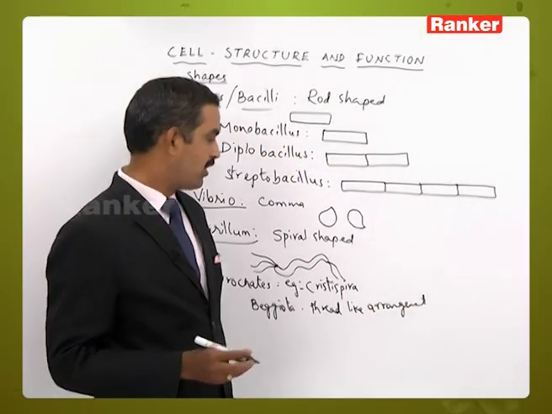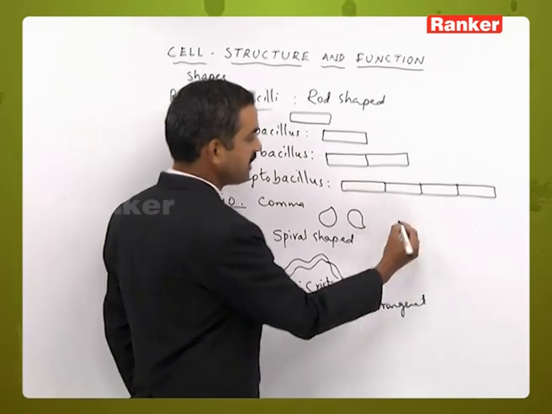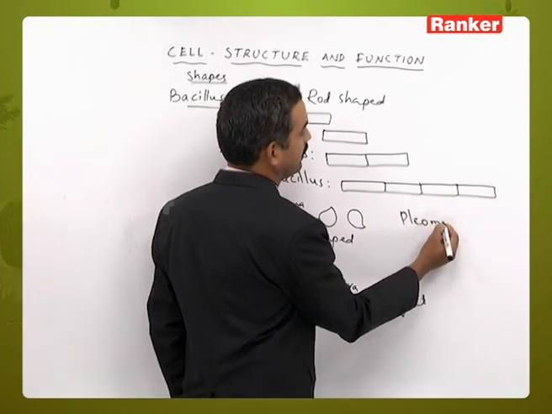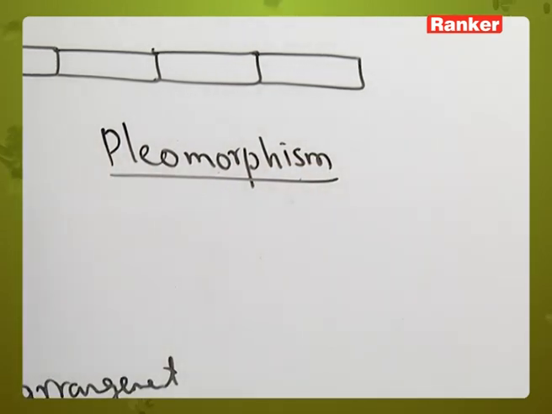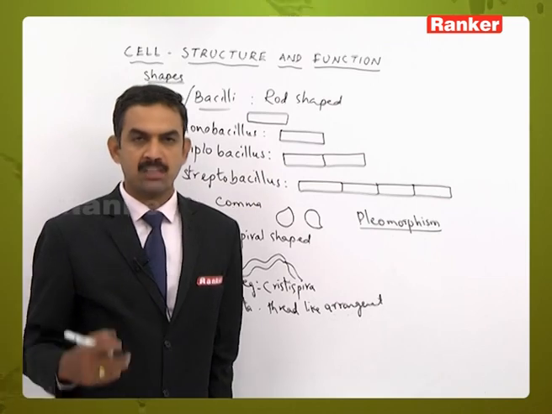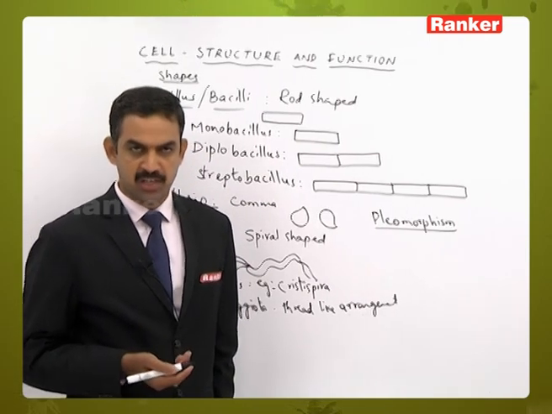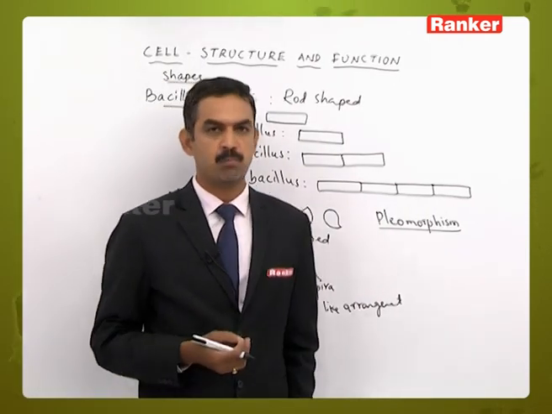Then there is one more special feature, called pleomorphism. Pleomorphism means there are some bacteria which will change their shape based on the availability of nutrition. So such a nature is called pleomorphism.